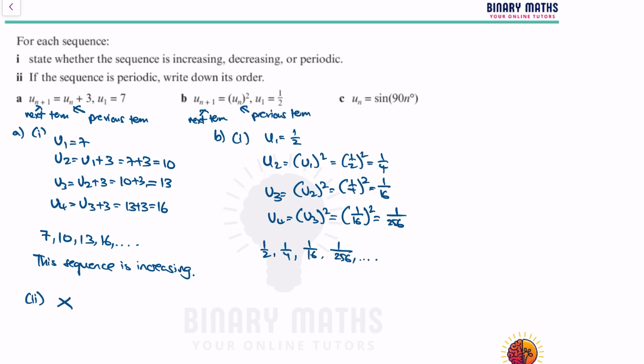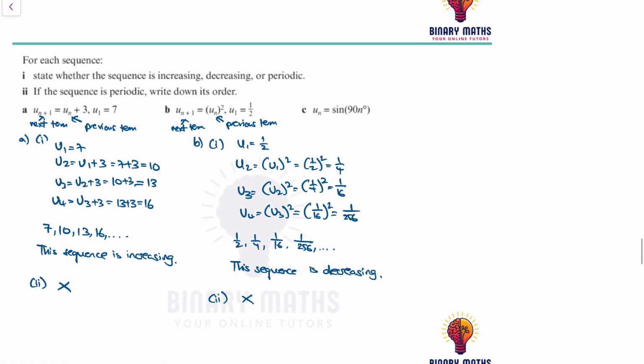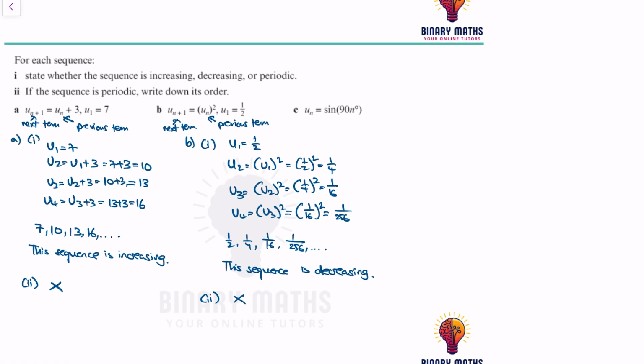You can see it's getting smaller and smaller and closer to 0. So this sequence is decreasing. So because it's decreasing, it's not periodic, so we don't have to do part 2. Okay, let's do C now. Okay, C is not a recurrence relation.